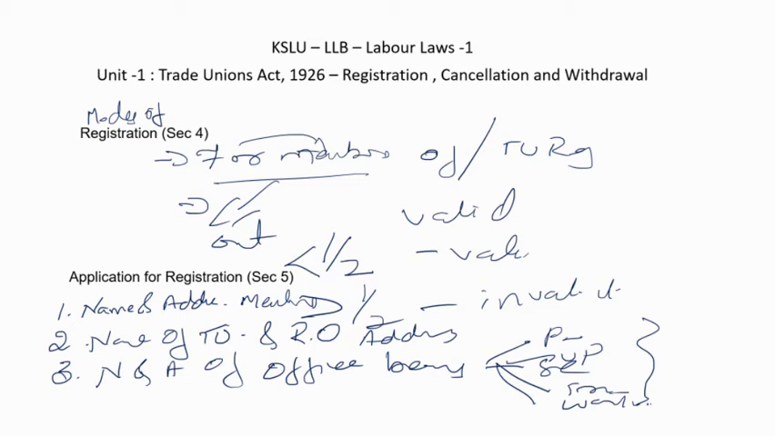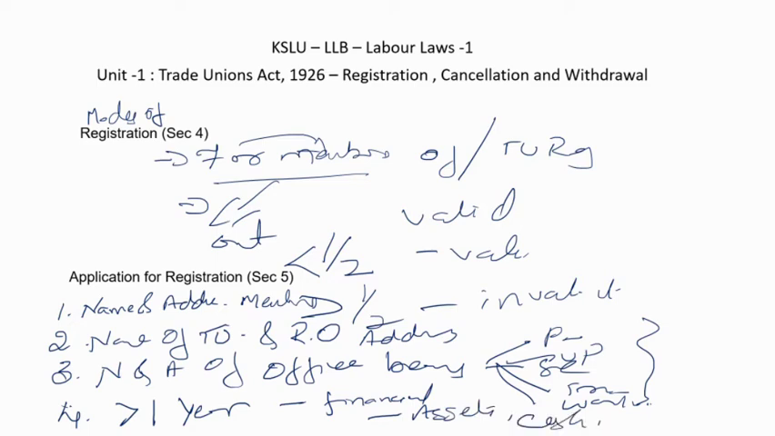The other one is, if the trade union has been in existence for more than 1 year before registration, then they have to submit certain financial information, like what assets they have, what is the cash in hand, and any loans, etc. These should be clearly specified in the application for registration. Okay, 4 points. The first 3 are mandatory for everyone. The fourth one is, if it is in existence for more than 1 year at the time of registration, then the financial information also needs to be submitted.